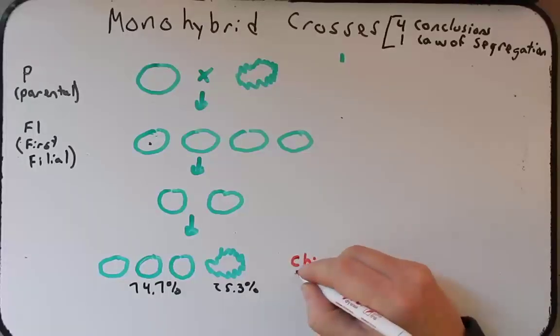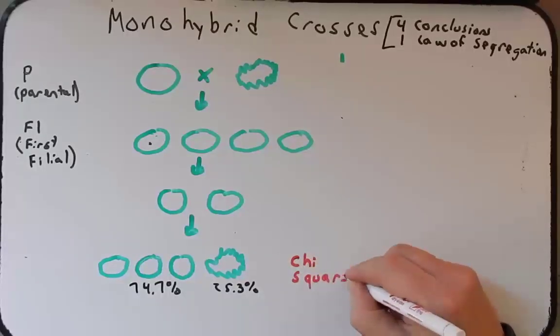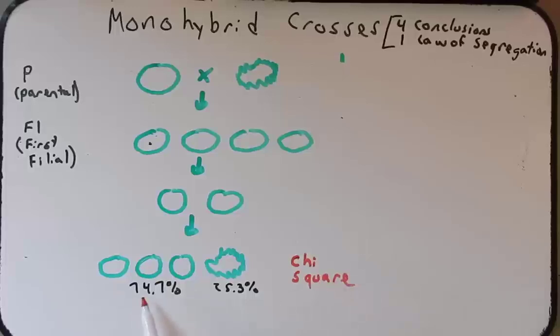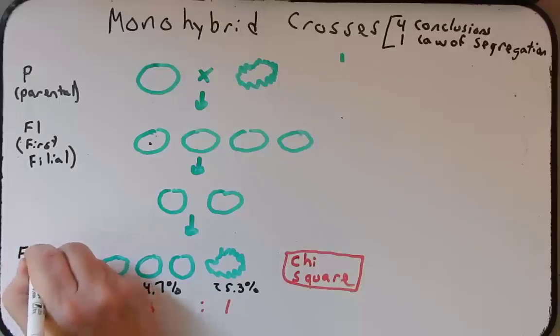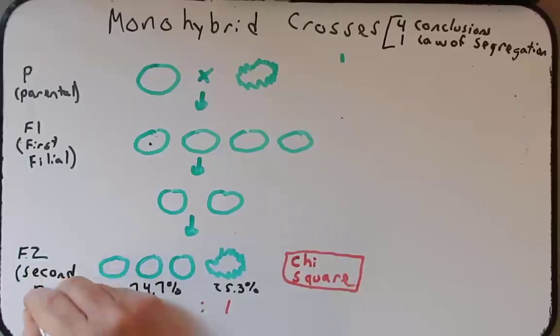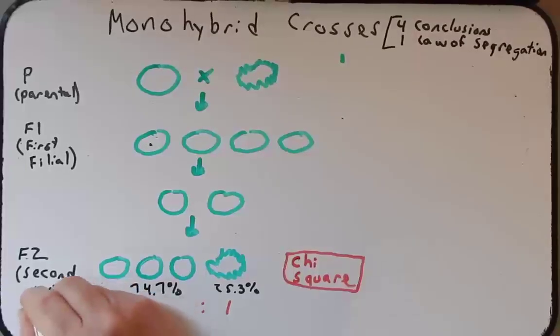So I'm just going to advertise it here. In fact, we'll do it for the next class. We use a chi-squared to determine if 74.7% and 25.3% is statistically equivalent to 3 to 1, or 75% to 25%. Turns out, in this case, it is. But we'll go through this fabulous test that you'll grow to love. We'll do that in class next time. And I just remembered, I forgot to label this generation. This generation is known as the F2, the second filial generation.